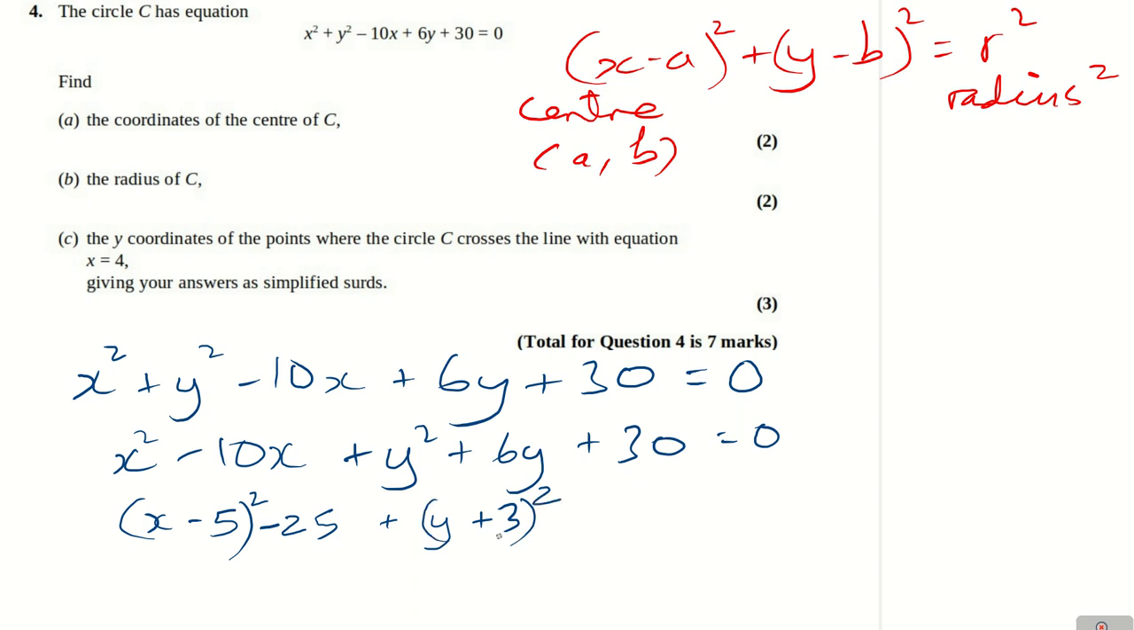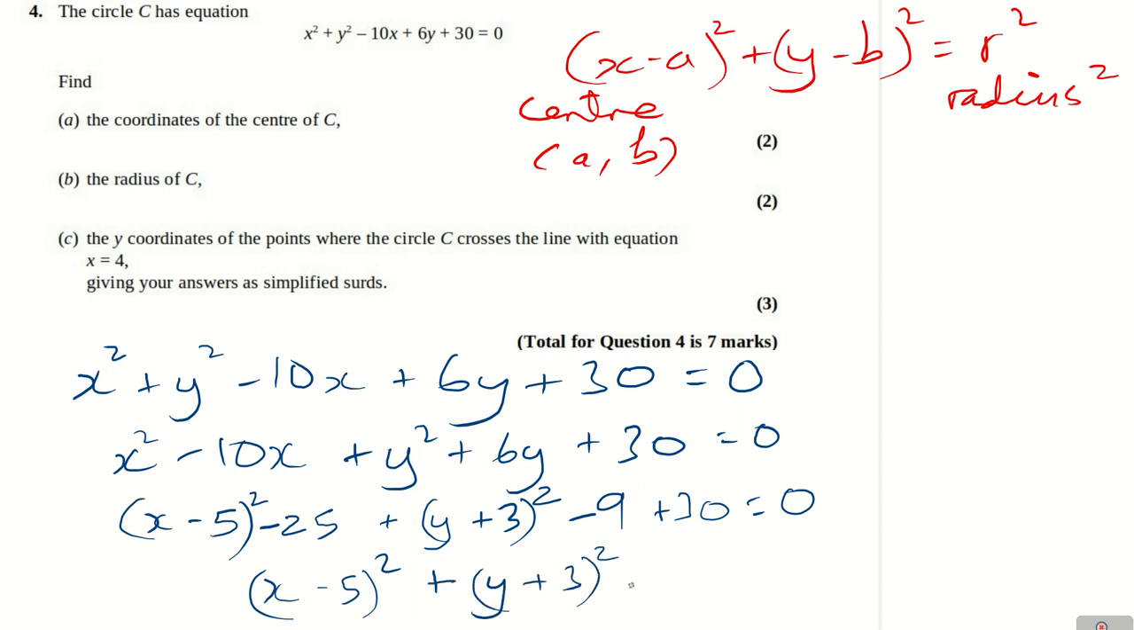That's going to give us the y squared plus 2 lots of 3y, or in other words y squared plus 6y. It's also going to give us an extra plus 9, which we don't want, so we subtract that. And then don't forget we've still got the plus 30 there. So if we rearrange it, we get x minus 5 squared plus y plus 3 squared, and take the numbers over to the other side. So we're going to have 25 add 9 is 34, minus 30 is 4, or in other words 2 squared.